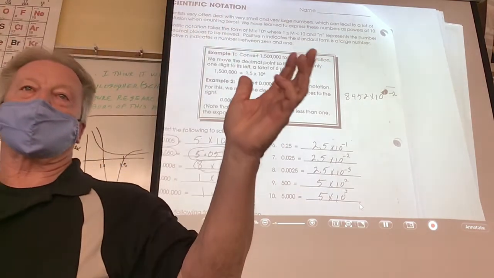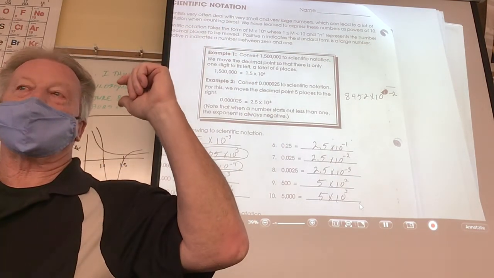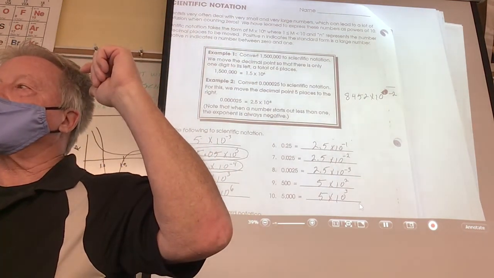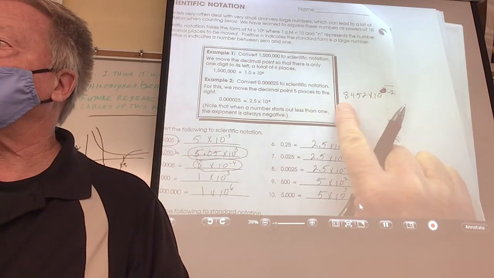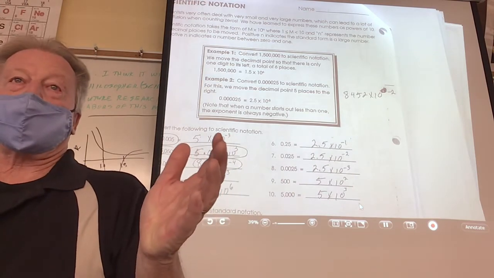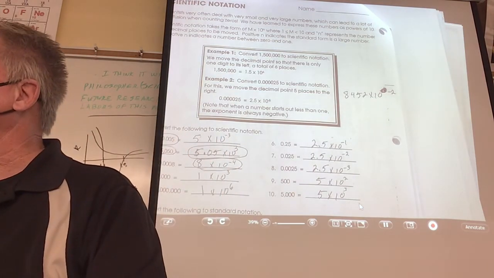How do I know? It's the big number with the negative 2. Well, the first part of the number is not between what? It's not between 1 and 10. That's why it's not in scientific notation.